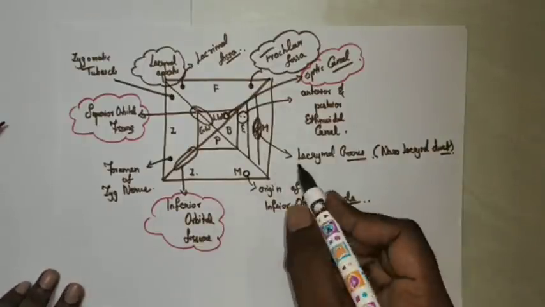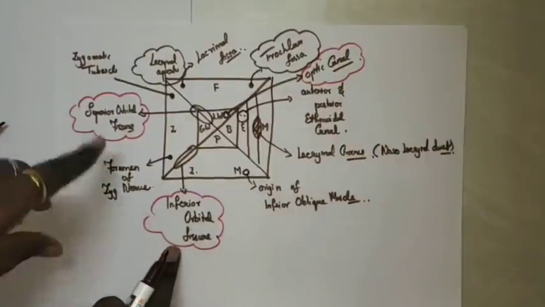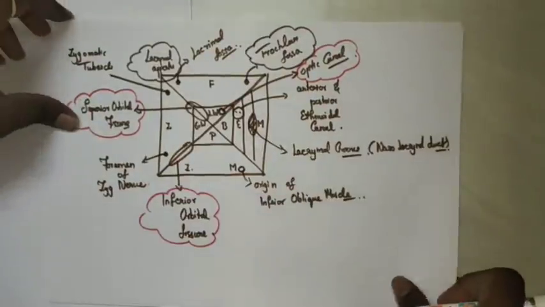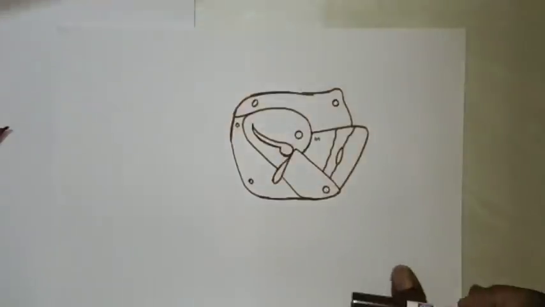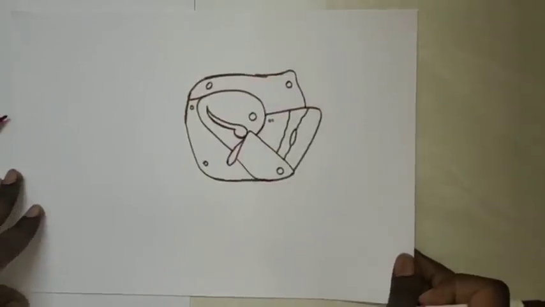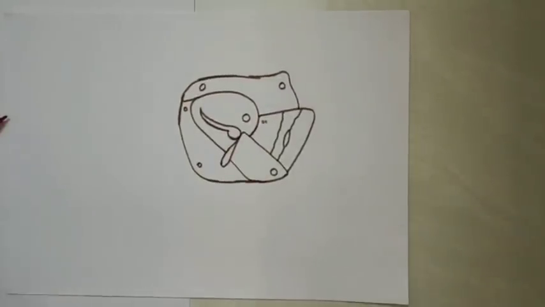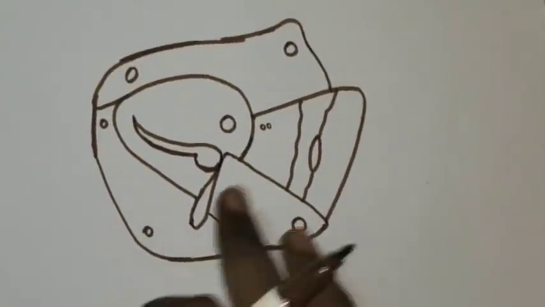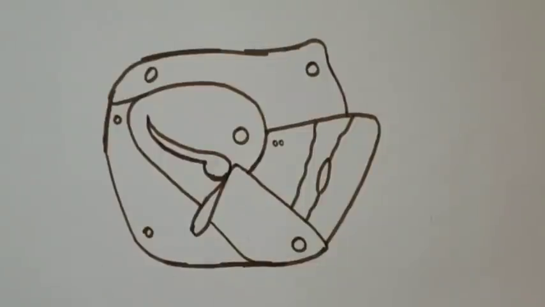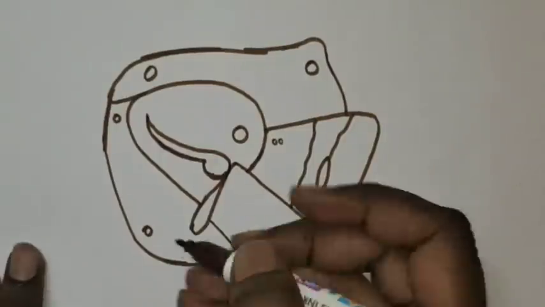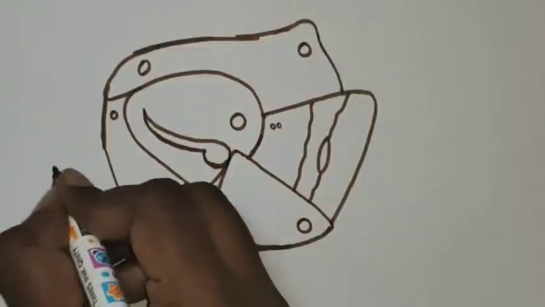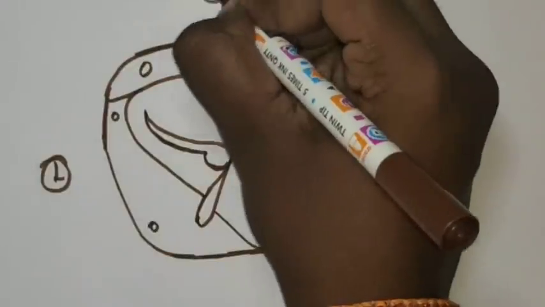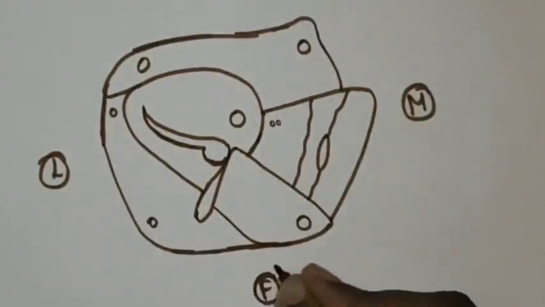Now we'll see about the contents of the orbit, which are present inside the superior orbital fissure, inferior orbital fissure, and optic canal. But before that, let us see the anatomical structure of whatever we discussed earlier. This will be the anatomical structure of the orbit which we discussed some time before. This will be the lateral side, this will be the medial side, this will be the roof as discussed, and this will be the floor.